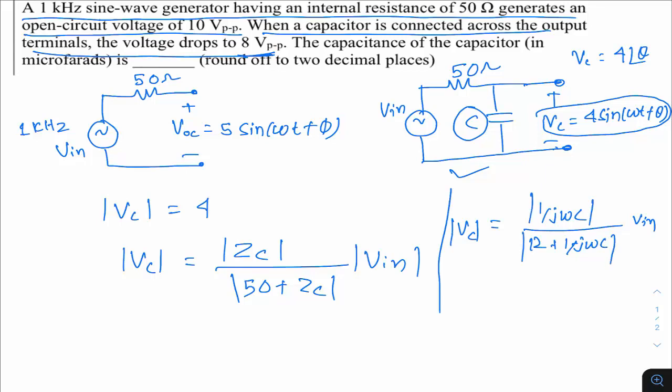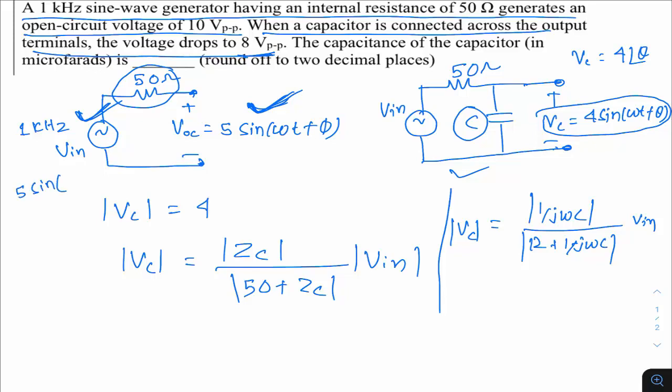But what is V in? One common sense is, in this case, if I'm saying VOC is 5 sine(omega t plus phi), don't you think this V in is the same as VOC? Because in this case, this path is open, no current is flowing, no drop is happening across this 50 ohm. That means this voltage will be definitely equal to this voltage. That means one thing is confirmed, that this V in is basically 5 sine omega t.